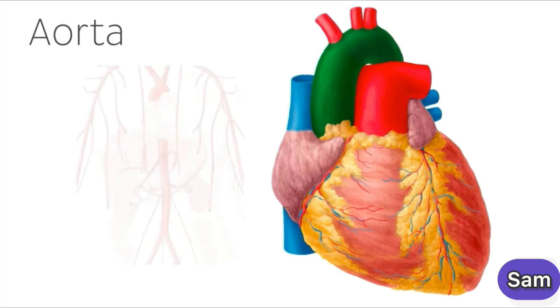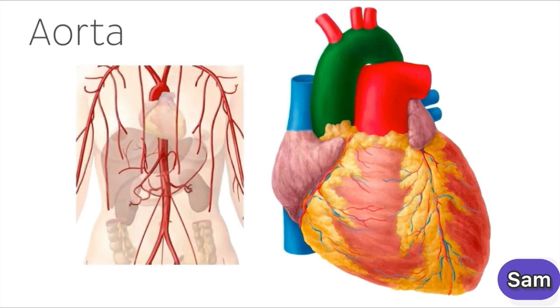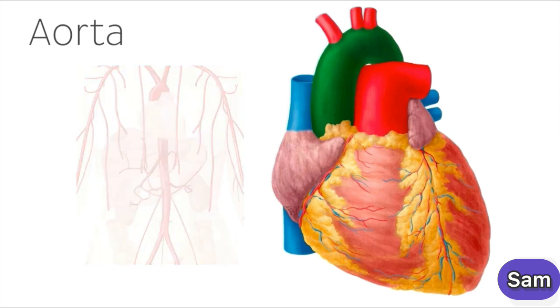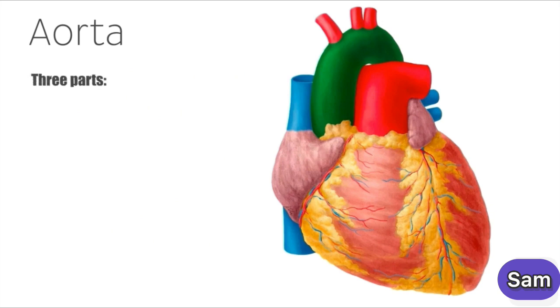After arising from the heart, the aorta descends posterior to the heart through the thoracic cavity and continues into the abdominal cavity, where it terminally bifurcates at approximately the level of the fourth lumbar vertebra, L4. And of course, the aorta can be divided into three parts. Initially, there is the very short ascending aorta, which arises from the left ventricle of the heart.